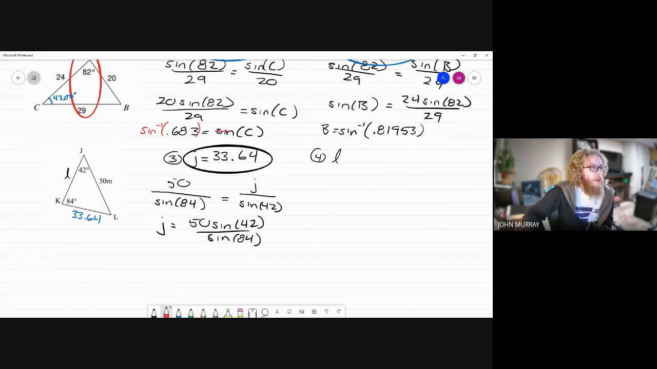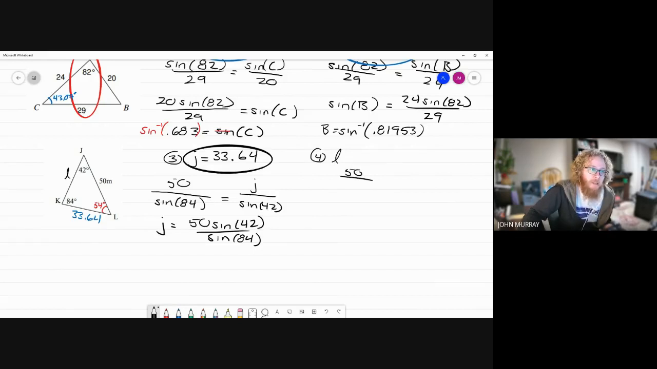All right. Now for L, we need to do an extra step, but luckily it's not too terrible. We have to find angle L. I can't find side L without the angle. So for the angle, I'm going to subtract 42 and 84 from 180. And angle L here is going to be 54 degrees. All right, so you need that first.